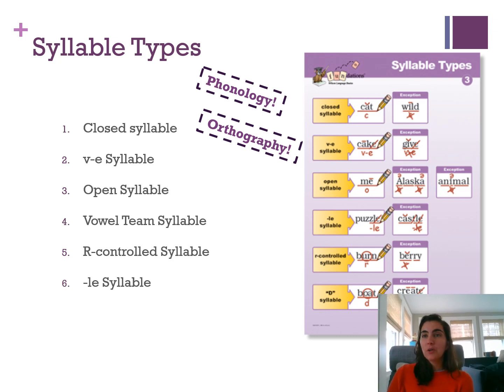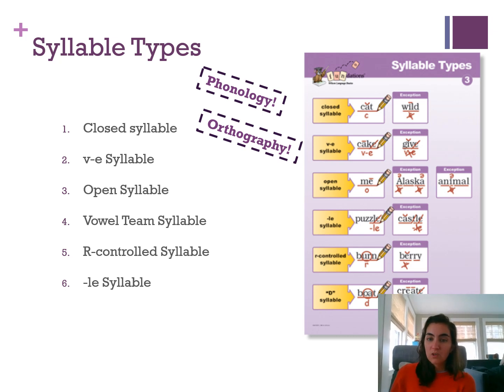So why would a child know to spell puzzle with 2 Z's or bubble with 2 B's? They have to be really strong with thinking of that first syllable. Is it open or closed? How am I going to represent the rest of it? So that's actually fairly complicated when it comes to spelling.